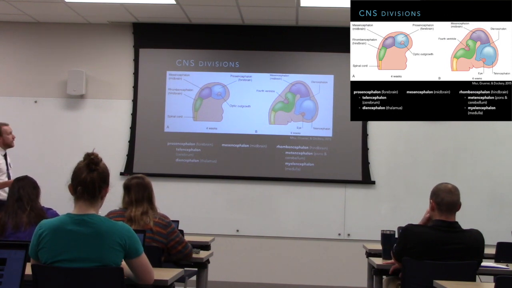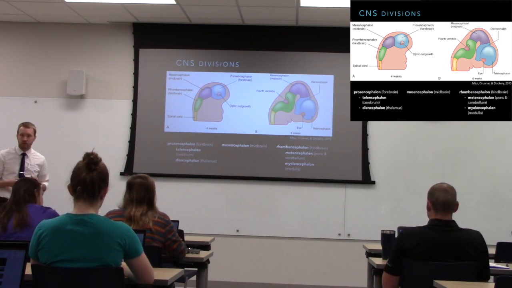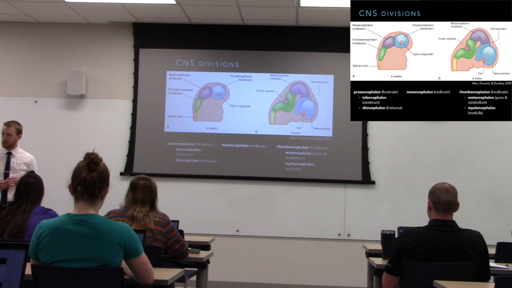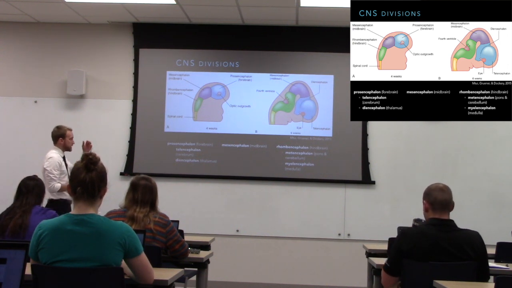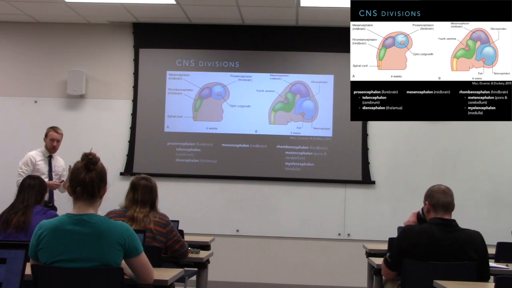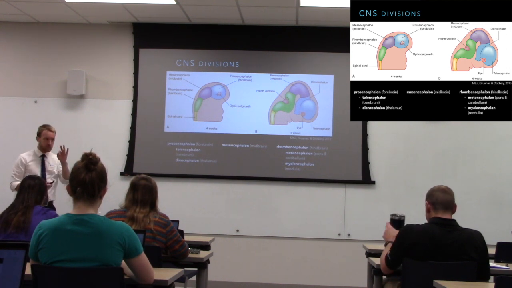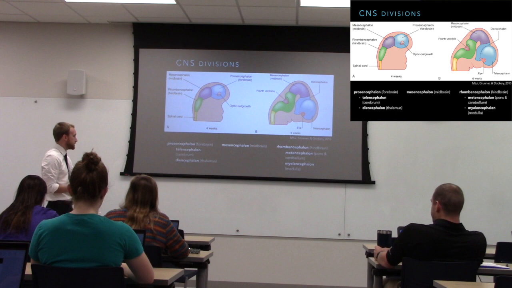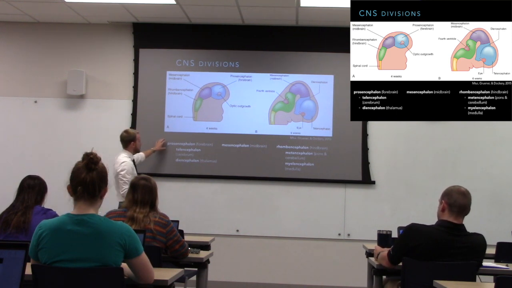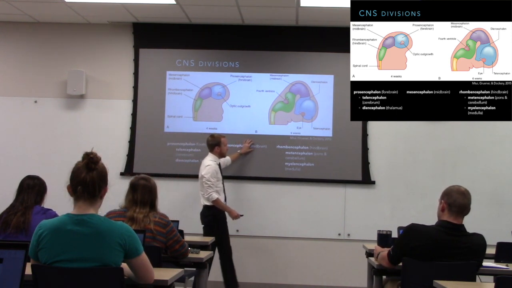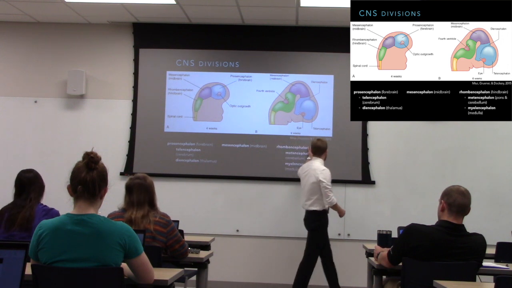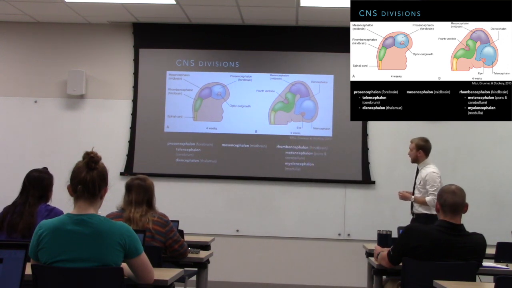Once we've separated off, we'll continue to divide. We're going to continue to go through rounds of cell division. That's how we all grow. And that's how our brain is going to grow as well. Early on, we see three primary swellings here. So there's the forebrain, prosencephalon, the midbrain, mesencephalon, and then the rhombencephalon is the hindbrain, blue, purple, green.